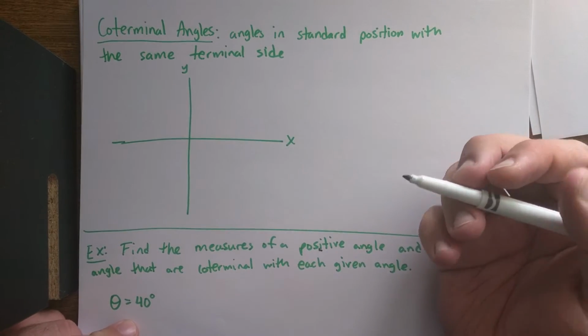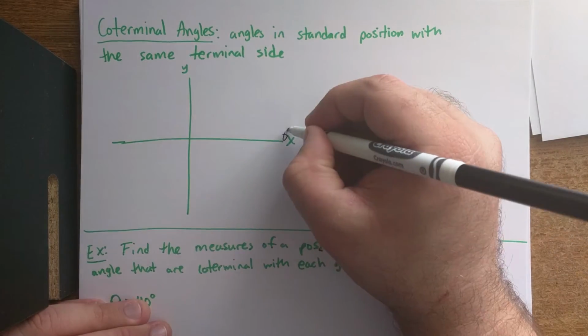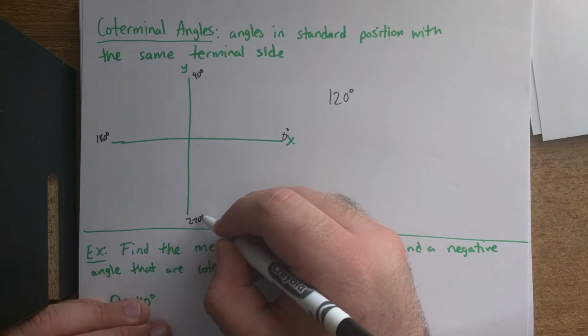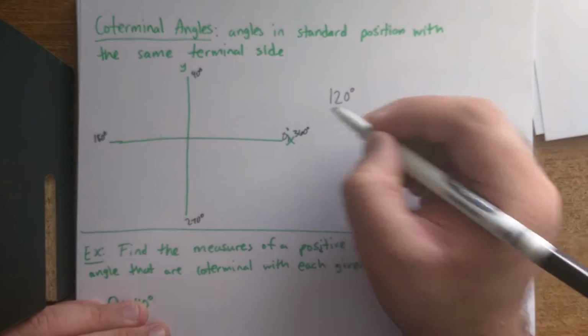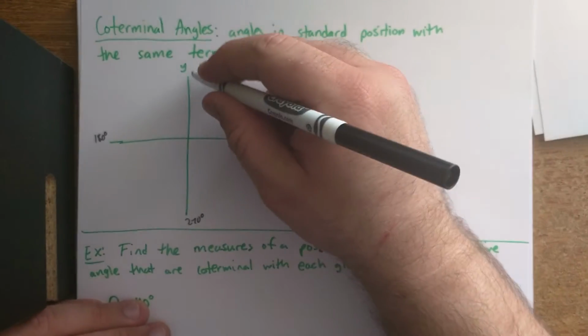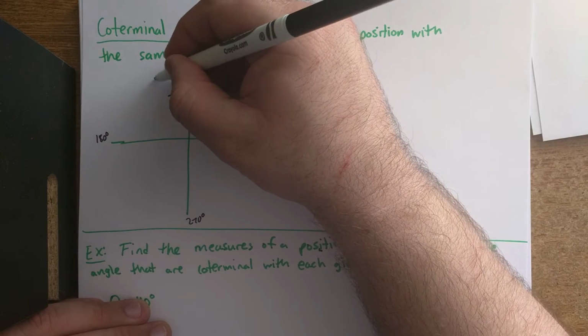So let's say, for example, I give you 120 degrees. Where would that be? Well, 0, 90, 180, 270, 360. 120 looks like it'd be between 90 and 180. Maybe closer to 90, though. So maybe like about right there.